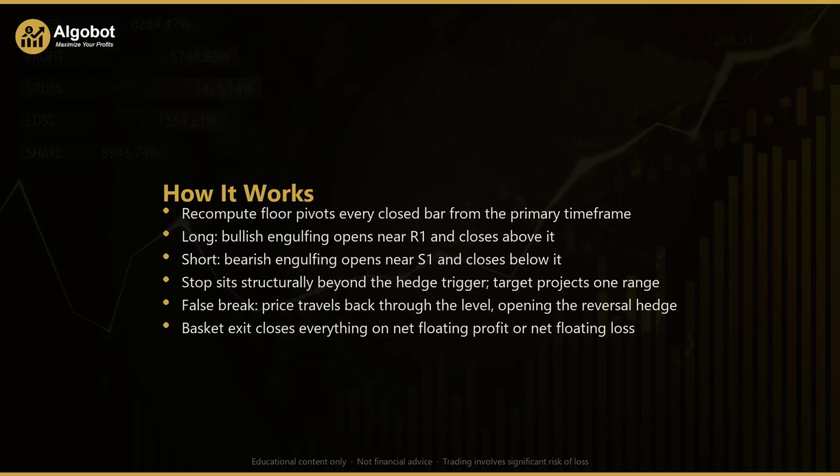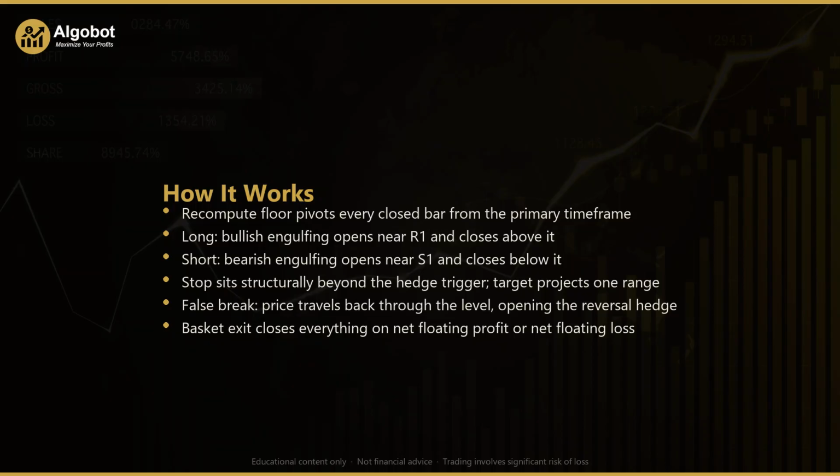Let's walk through the exact logic, step by step. On every freshly closed bar, while the account is flat, the expert advisor recalculates its floor pivots from the look-back window of bars that come before the signal candle. It takes the highest high, the lowest low, and the close of the bar just before the candidate candle, and from those it builds the pivot point, the resistance level R1, and the support level S1. The range between R1 and S1 is the same as the high minus the low, and that range sizes everything that follows.